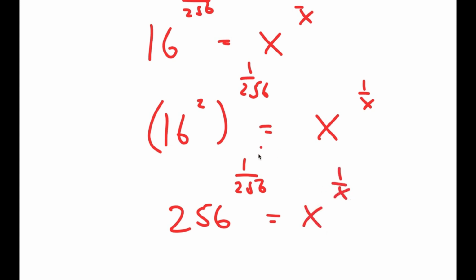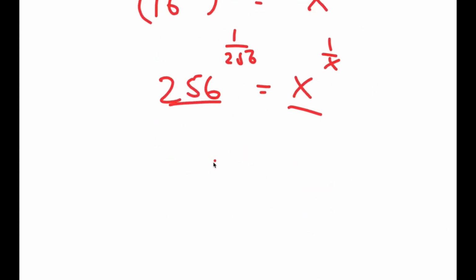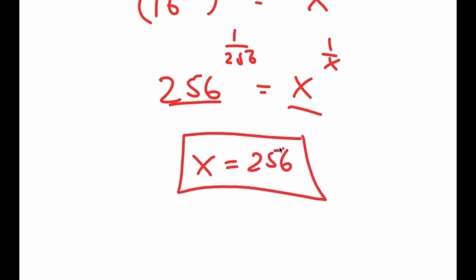And now notice that these numbers are the same. And this is in the form, as I said, a to the power of 1 over a is equal to b to the power of 1 over b, meaning a is equal to b, so x is equal to 256. So this is my solution to this equation.